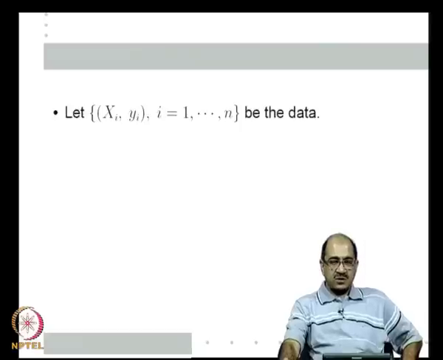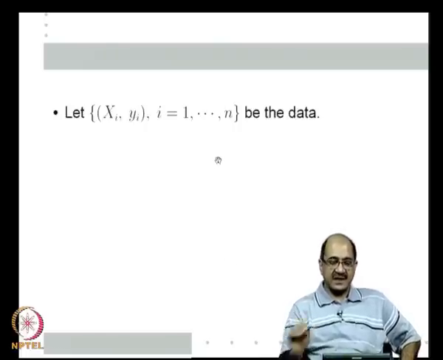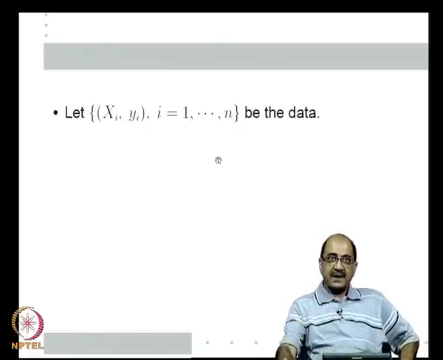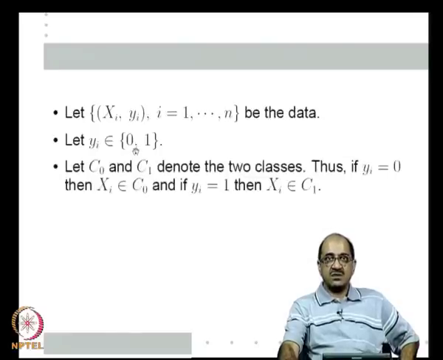Okay. So, let us get our notation right first. As we have been looking at, our data is always xi, yi, this is the training data, we have n samples, xi are the feature vectors, they are in Rd, and yi is the class label. We are considering two classes. So, let us assume yi is 0 or 1, and these two classes we will denote by C0 and C1. So, when yi is 0, I can say xi belongs to C0, and when yi is 1, I can say xi belongs to C1.